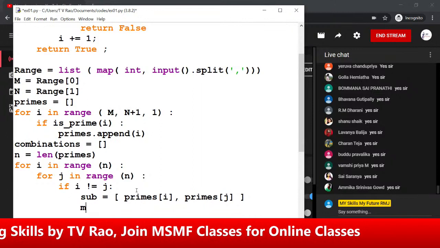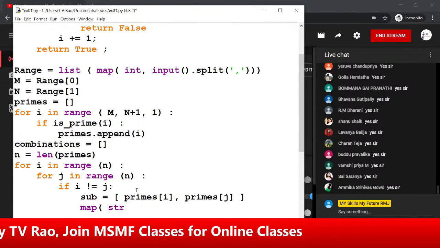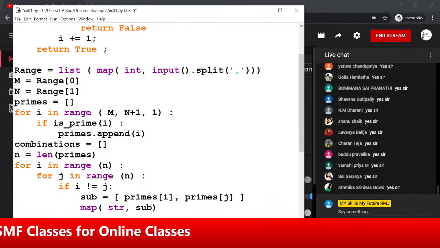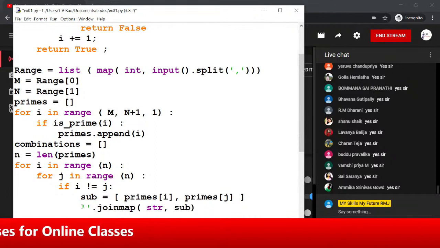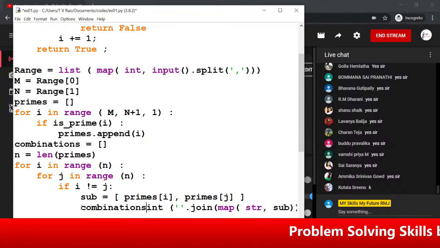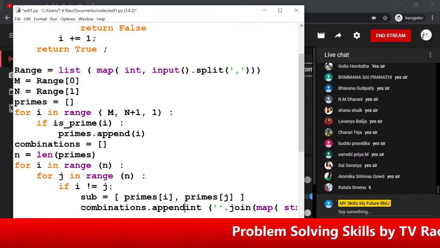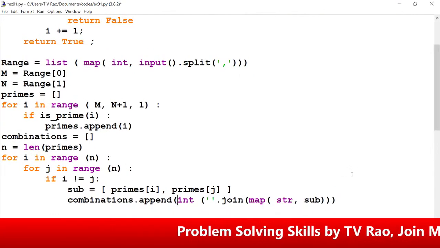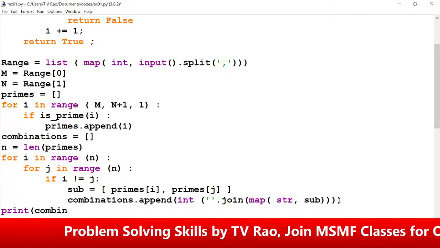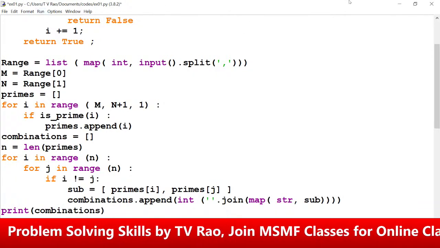Now I add the numbers. How do I add? I convert this into a string. Okay, now the numbers have become strings. I would like to join them with blank space. Then I would like to convert that into integer. Okay, and then this is appended to combinations. Now print combinations. Let us run this.